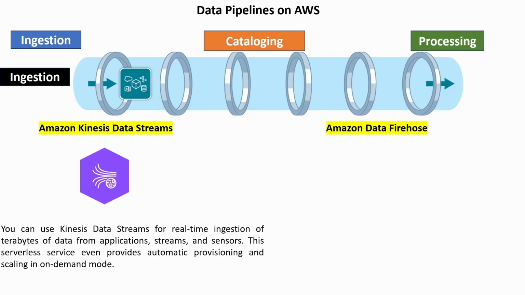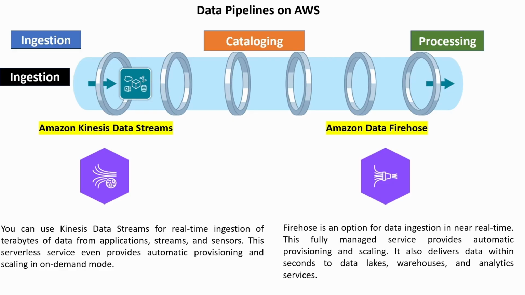And Amazon Data Firehose is an option for data ingestion in near real time. It is a fully managed service that provides automatic provisioning and scaling. It also delivers data within seconds to data lakes, data warehouses, and analytics services.